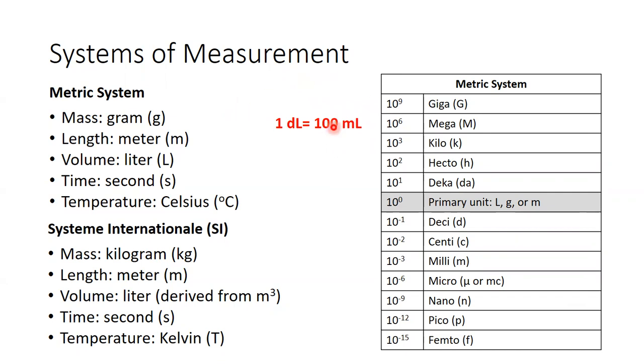Usually we're going to be dealing with the metric system, and it's important to note that 1 deciliter equals 100 milliliters. You should just memorize that and become one with that number, because it will save you a lot of headache when you're doing calculations in the clinical lab, because a lot of times we're going to want to be in deciliters.